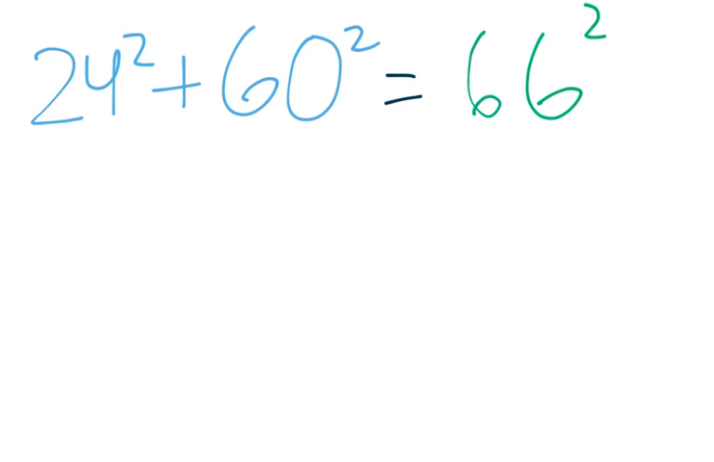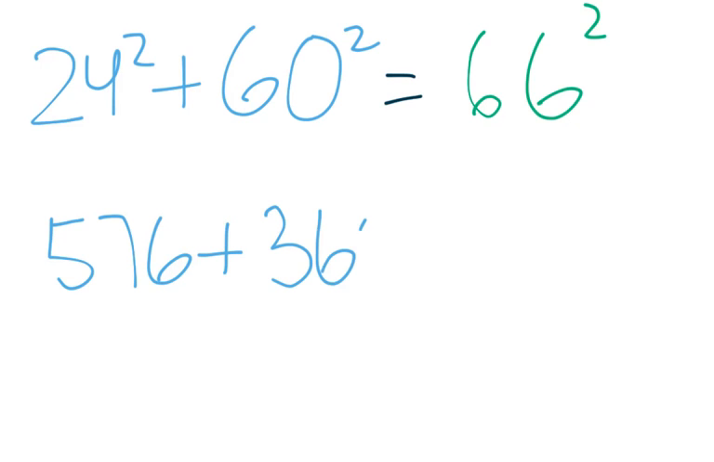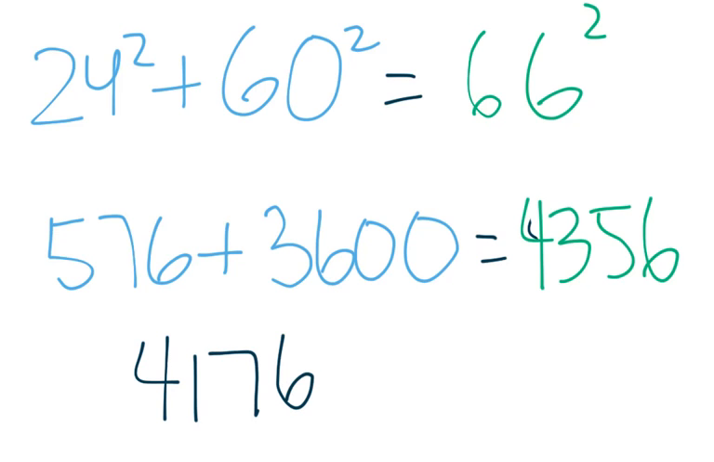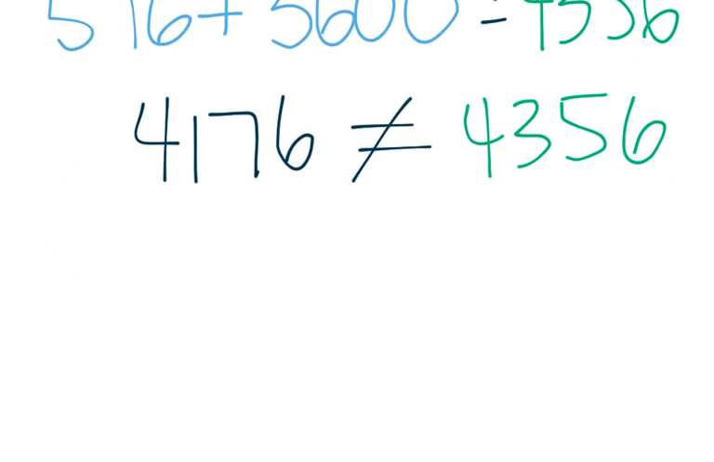So 24 squared is 576. 60 squared is 3600. And 66 squared is 4,356. So now we want to add 576 and 3600, and that equals 4176. And that does not equal 4356. So the answer to this is no, this is not a right triangle.